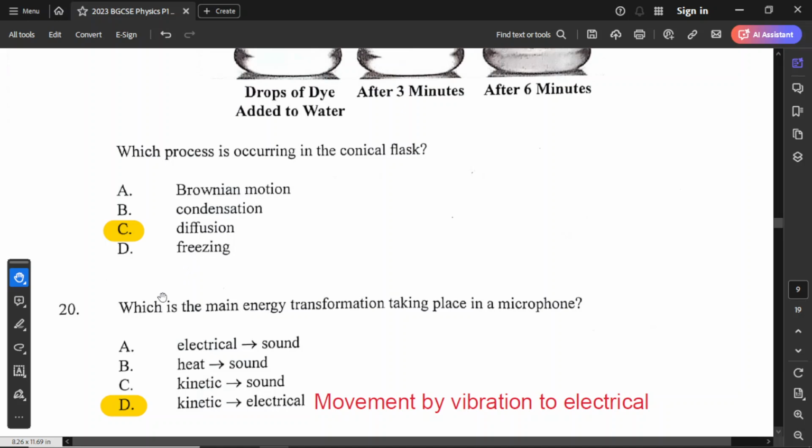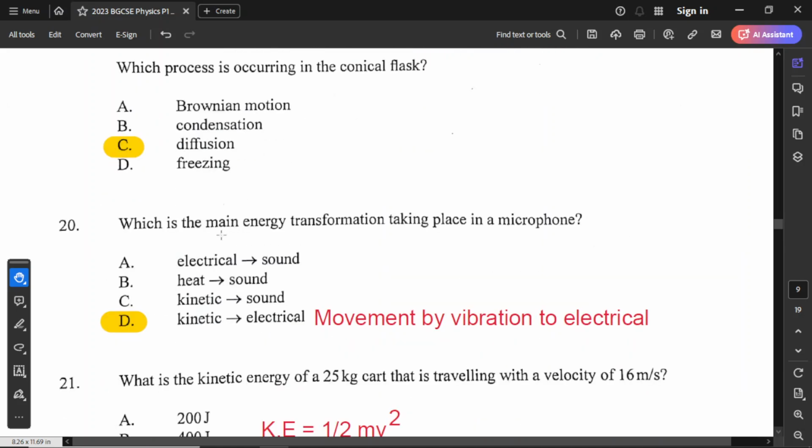Now for 20, it said which is the main energy transformation taking place in a microphone. In a microphone, you have kinetic energy, because when you speak there is vibration, and then it converts into electrical energy. So movement by vibration, which is kinetic, and then it moves to electrical.